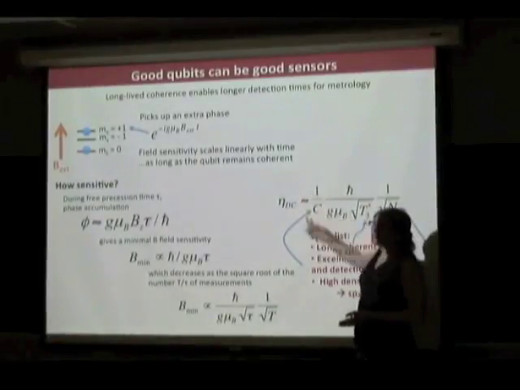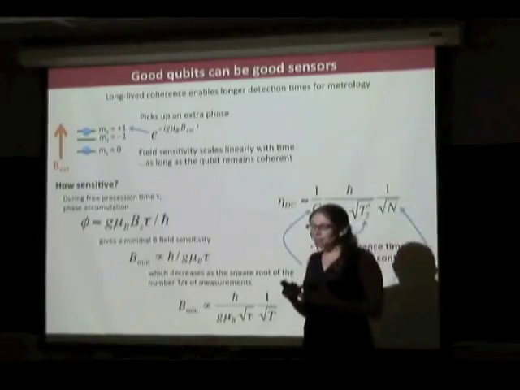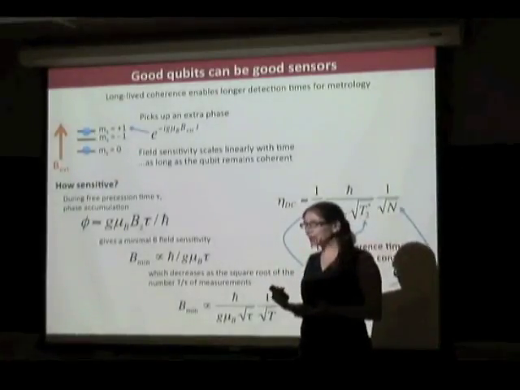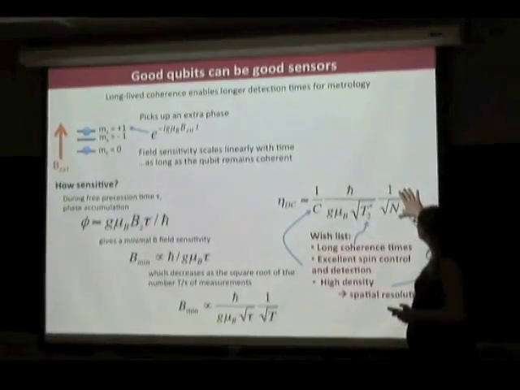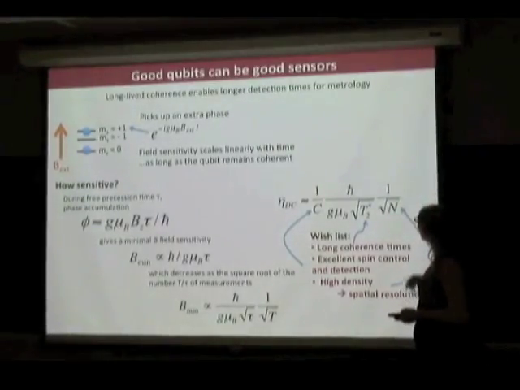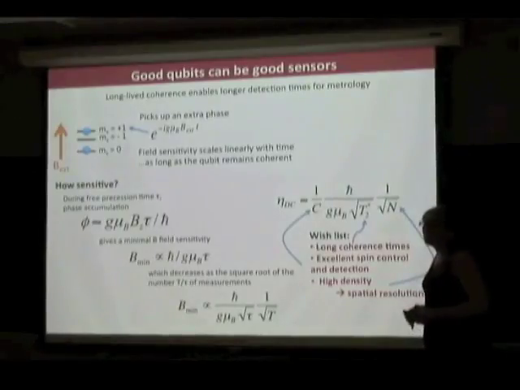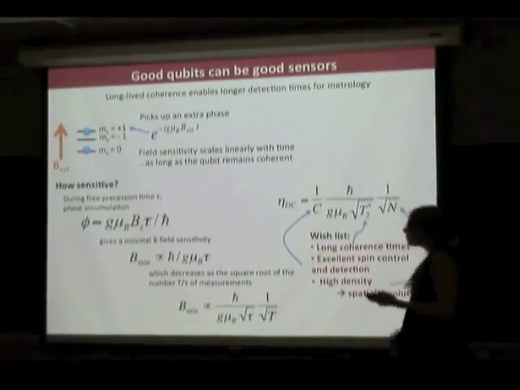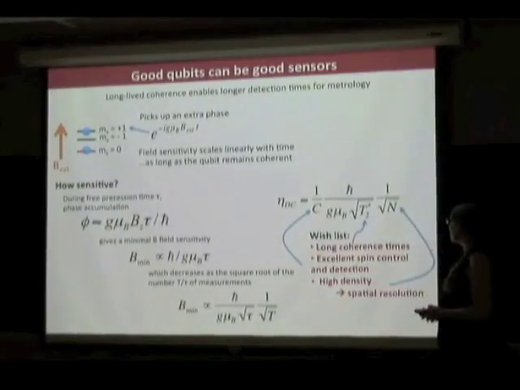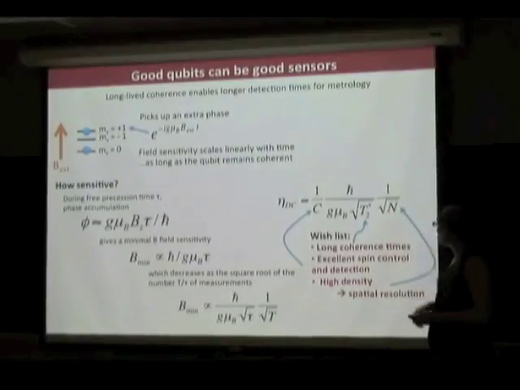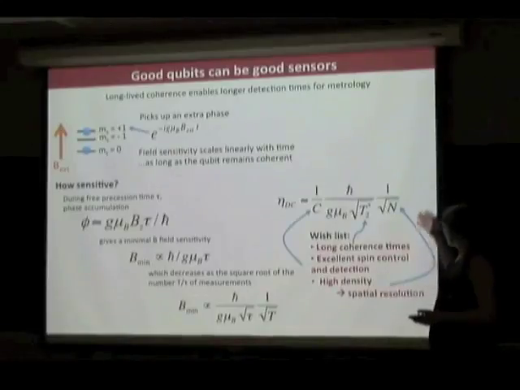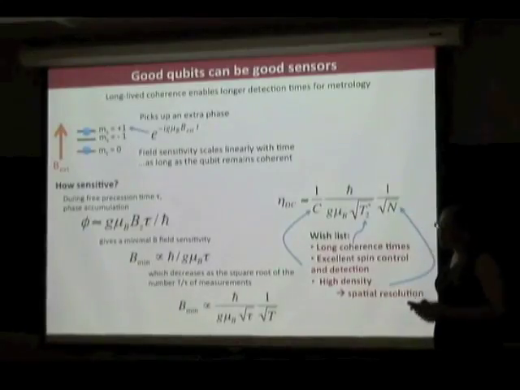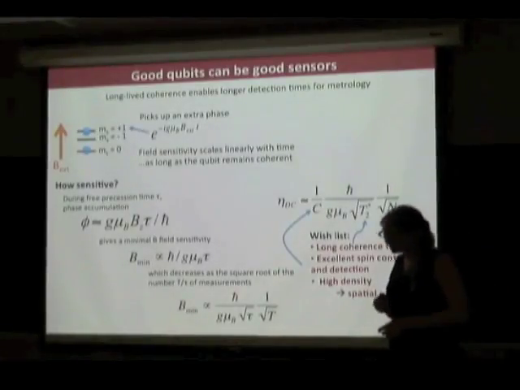You have a constant out front that accounts for the fact that you can't prepare and detect the spin with perfect fidelity. And then if you have many NV centers in your sensor volume, you might have an additional factor of 1 over square root of n. And so the wish list for a good sensor might include long dephasing times, excellent spin control and detection, and then high density, or conversely, good spatial resolution.